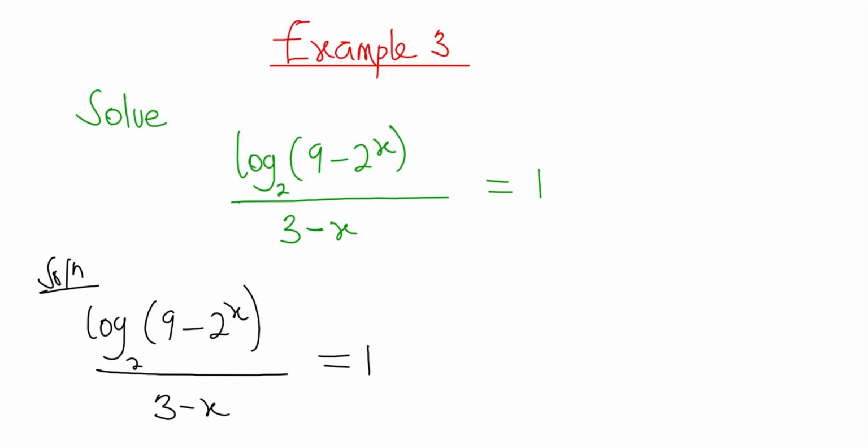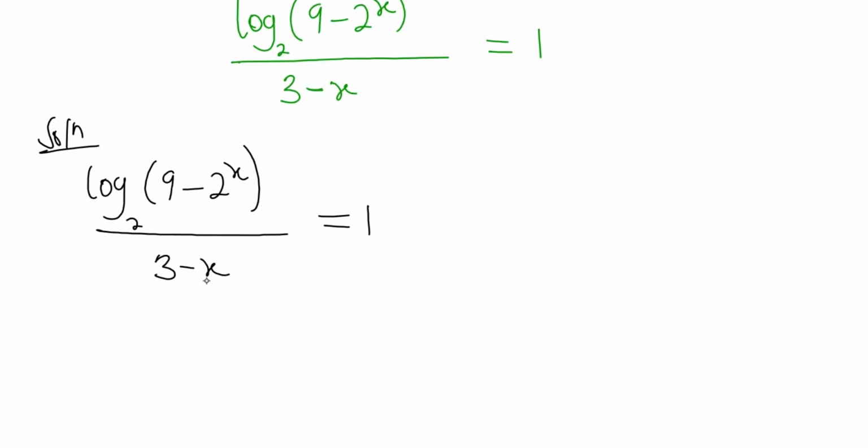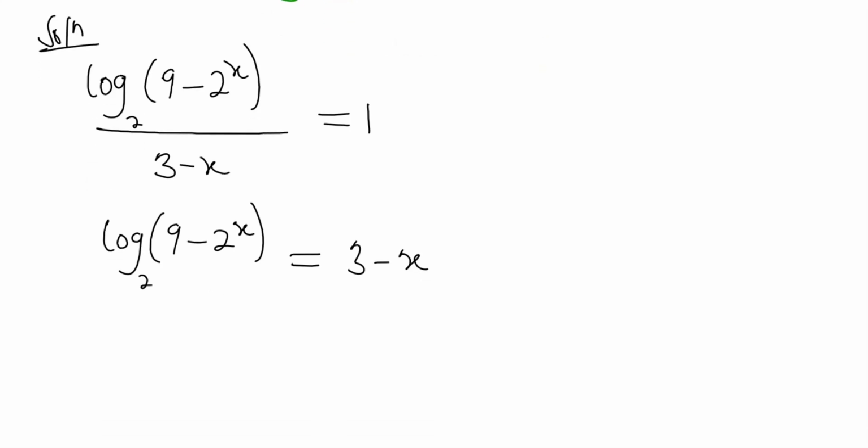So here, what we can do is that we have to cross multiply. So in cross multiply, then we are going to have here as the logarithm of 9 minus 2 exponent x base 2, which is equal to 3 minus x. So having known this, then we can see that we can change this logarithm form to exponential form. So we are using this very well.